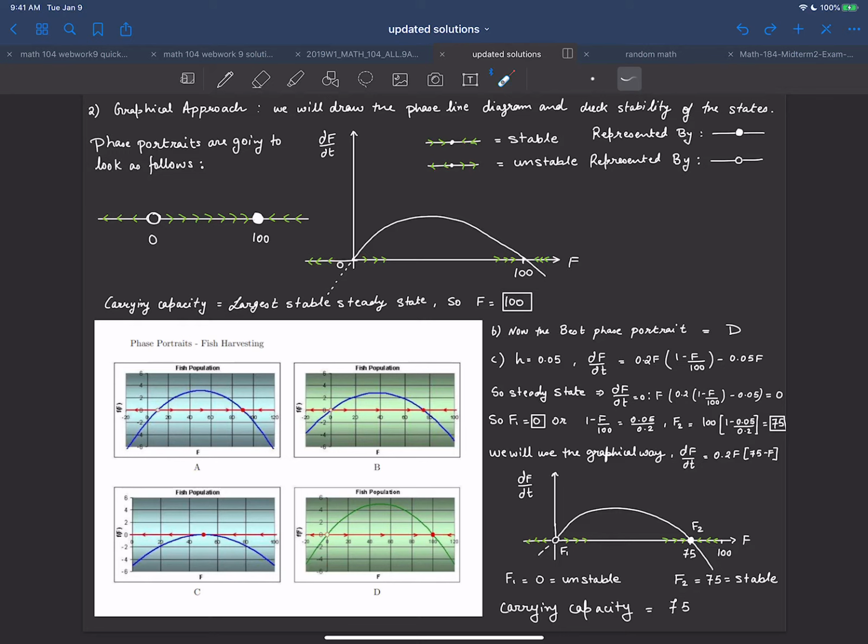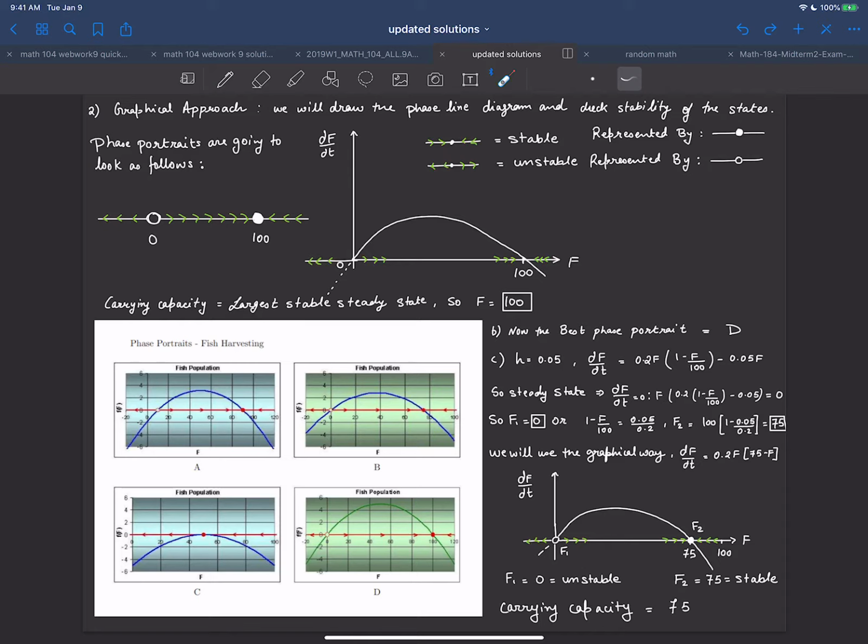So now we've got to match the phase portrait in this part. As you saw, we should have crossings at 0 and 100, and the arrows should be pointing like this. The only one that matches in this case is D. Everything else has weird steady states, first of all, and some weird arrows as well.